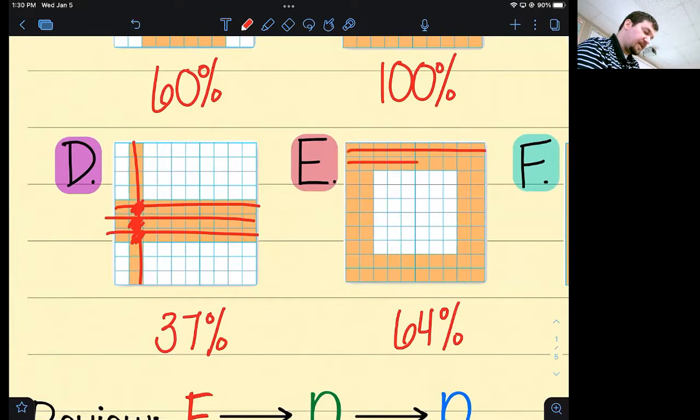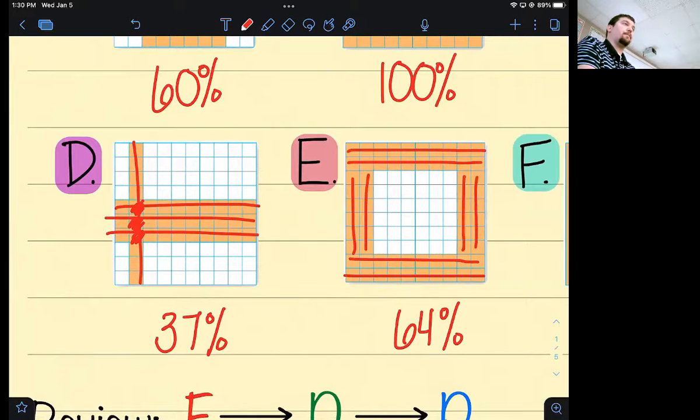Okay. 10, 20, 30, 40. 6, 6, 6, 6, 24. Added 24 and 40. Works. Nice job. How did you get it? I just timesed 6 by 6, that's 36.